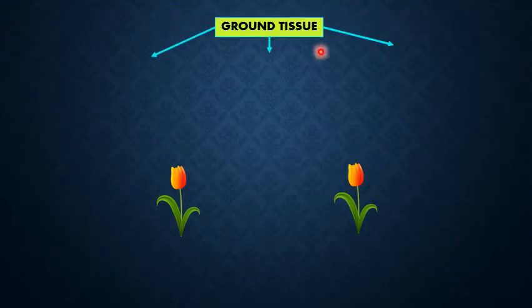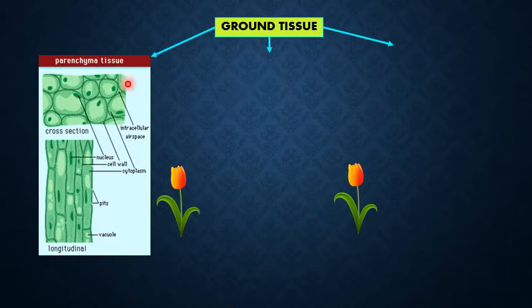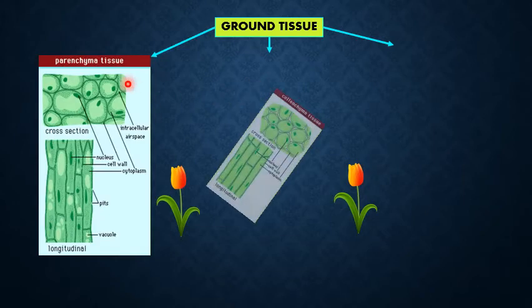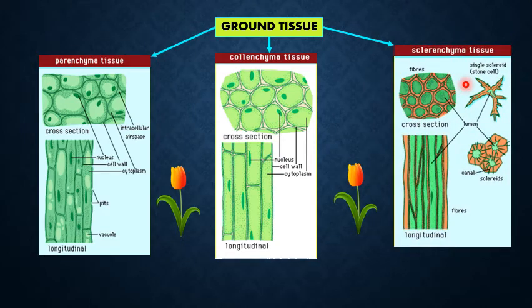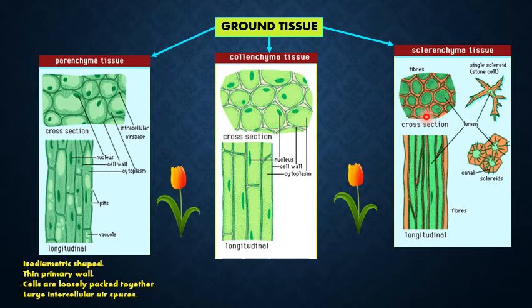You also have studied that ground tissue consists of parenchymal tissue or parenchymal cells, collenchymal tissue or collenchymal cells, and also sclerenchymal tissue or sclerenchymal cells. Please study the diagrams of the tissues carefully, as these diagrams can help you a lot to remember the characteristics of each of the tissue. The parenchymal cells are isodiametric shaped. The cells have thin primary wall. The cells are loosely packed together, and there are large intercellular air spaces between the cells.